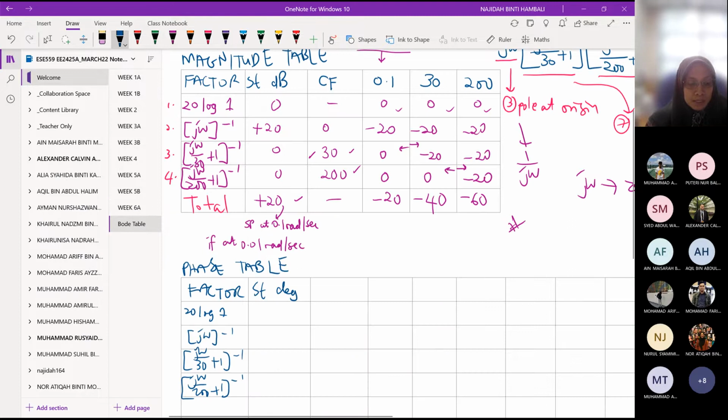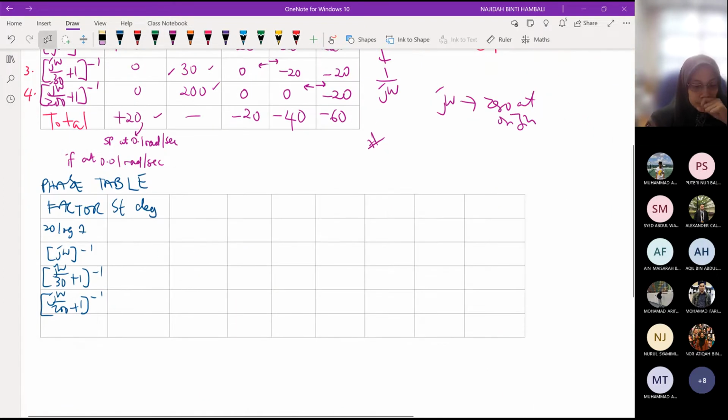So cara nak isi dia ialah, okay. So starting degree, okay, this one starting degree. Yang ni kita akan isi frequency range yang kita decide daripada current frequency 1 decade before and 1 decade after. Okay, yang tadi saya dah ajarkan macam nak tentukan frequency range from the cutoff frequency. Okay, only the factor that has cutoff frequency will have frequency range. Other than that, dia tak ada frequency range.